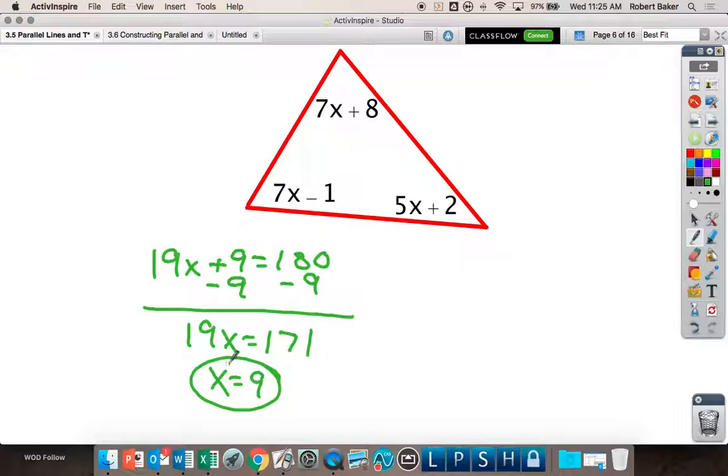So I got 63 minus 1, 62. 63 plus 8, 71. And 45 plus 2 is 47. My mental calculator says those all add up to 180. Alright guys, that's 90% of the learning. Here's the last 10%.